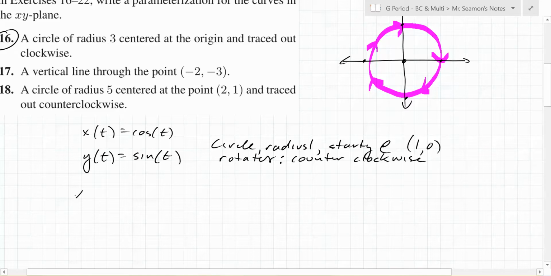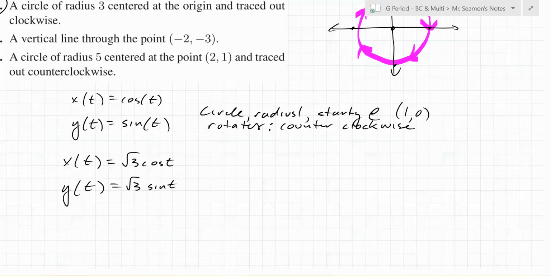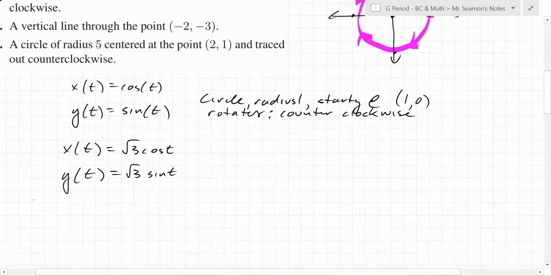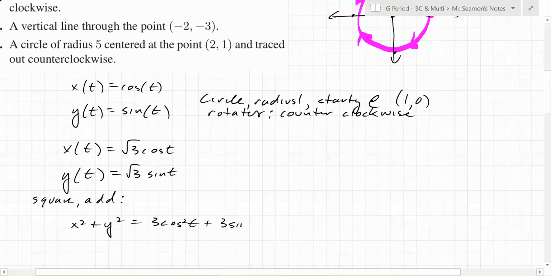So if we change this to x of t equals root 3 cosine t, and y of t equals root 3 sine t, when you square and add these together, what do you end up with? x squared plus y squared is equal to 3 times cosine squared t plus sine squared t, which is equal to 3. So x squared plus y squared equals 3.